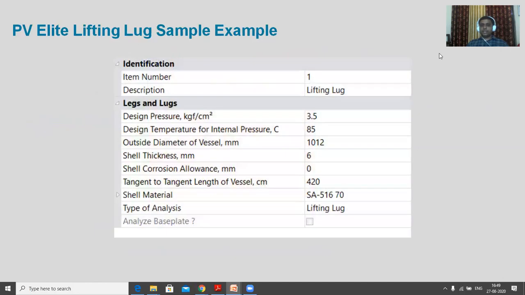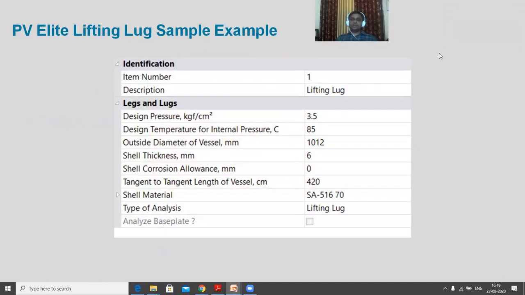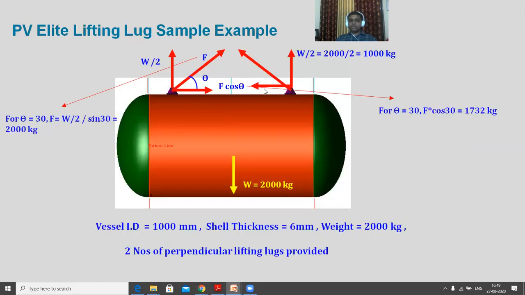So let's understand the designing of lifting lug in PV Elite. In PV Elite you can directly design this type of lifting lug where you don't have to resolve any forces. You just have to place the lifting lugs and give the dimensions, and the software will do the rest of the work, resolve all these forces and calculate the stresses. So it will be a very straightforward procedure.